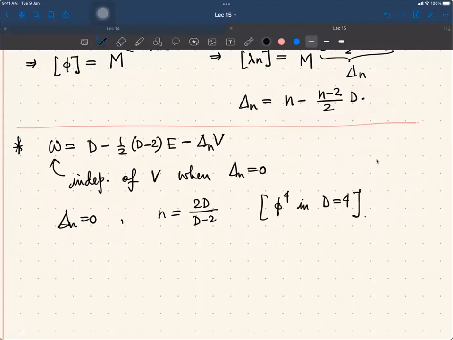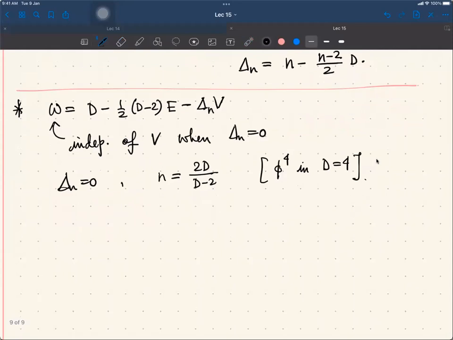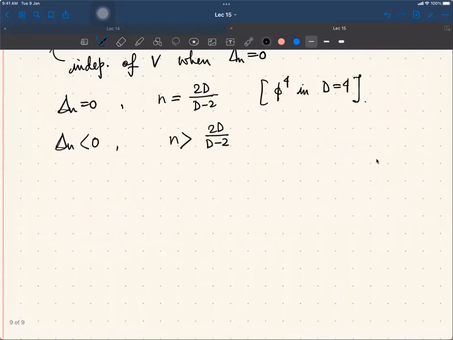So in 4 dimensions, the phi to the power 4 interaction is dimensionless. The coupling is dimensionless because if you say d equals 4, then it's 8 by 2, that is 4. So n has to be 4. So in d equal to 4, the phi to the power 4 interaction coupling is dimensionless. So delta_n less than 0 would mean n greater than 2d by (d minus 2). Now these analyses, all these expressions, are not valid for d equal to 2.